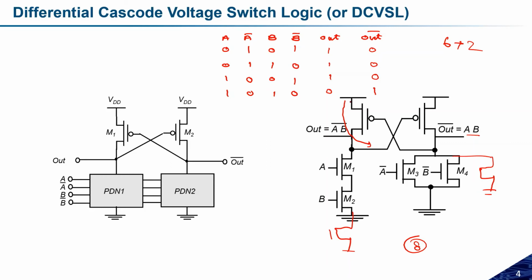We are not getting a direct rail to rail connection, there is no rail to rail connection. If this is on, then this will be off, and vice versa. So the power dissipation will be reduced. So that kind of benefit we will get out of it.